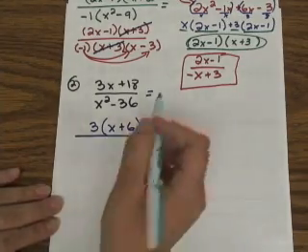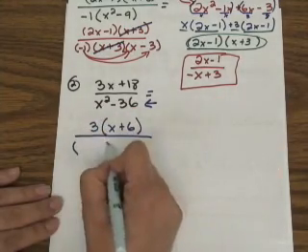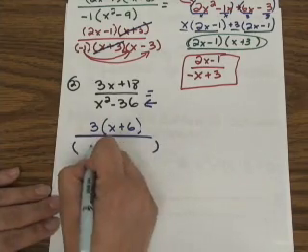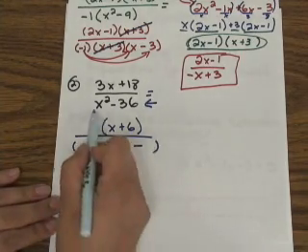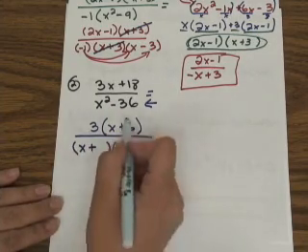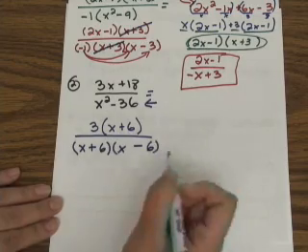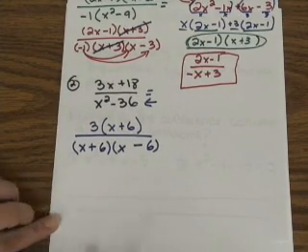Now let's factor the denominator. Again, I have the difference between two squares. Anytime you have the difference between two squares, you know they're going to have one with a plus sign in the middle and one with a minus. The square root of x squared is x times x, and the square root of 36 is 6. There, now I've factored the denominator.